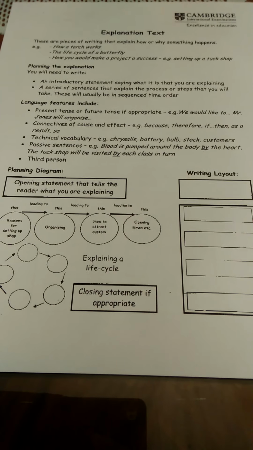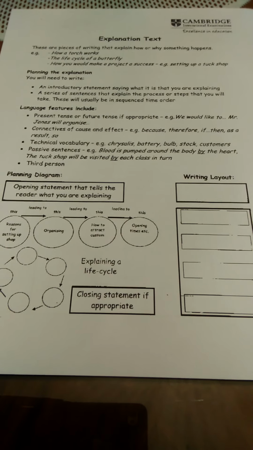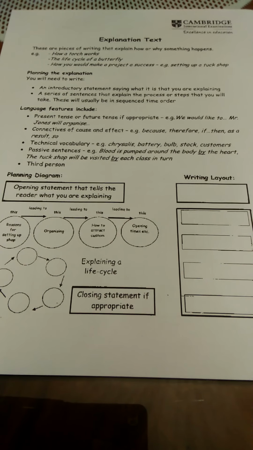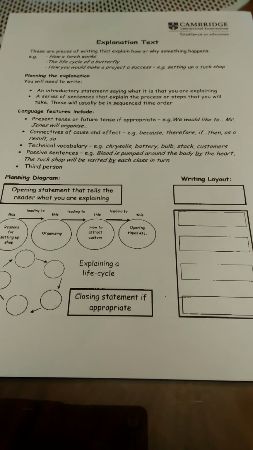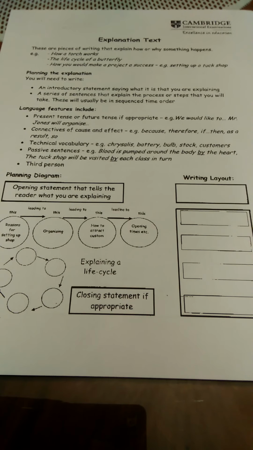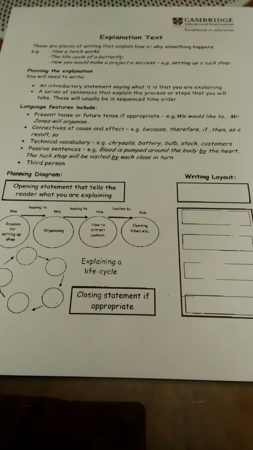Passive sentences, blood is pumped around the body by the heart. Passive sentences, as we said before, the object comes first, then the verb, the past participle tense, then the subject. The tuck shop will be visited by each class in turn.